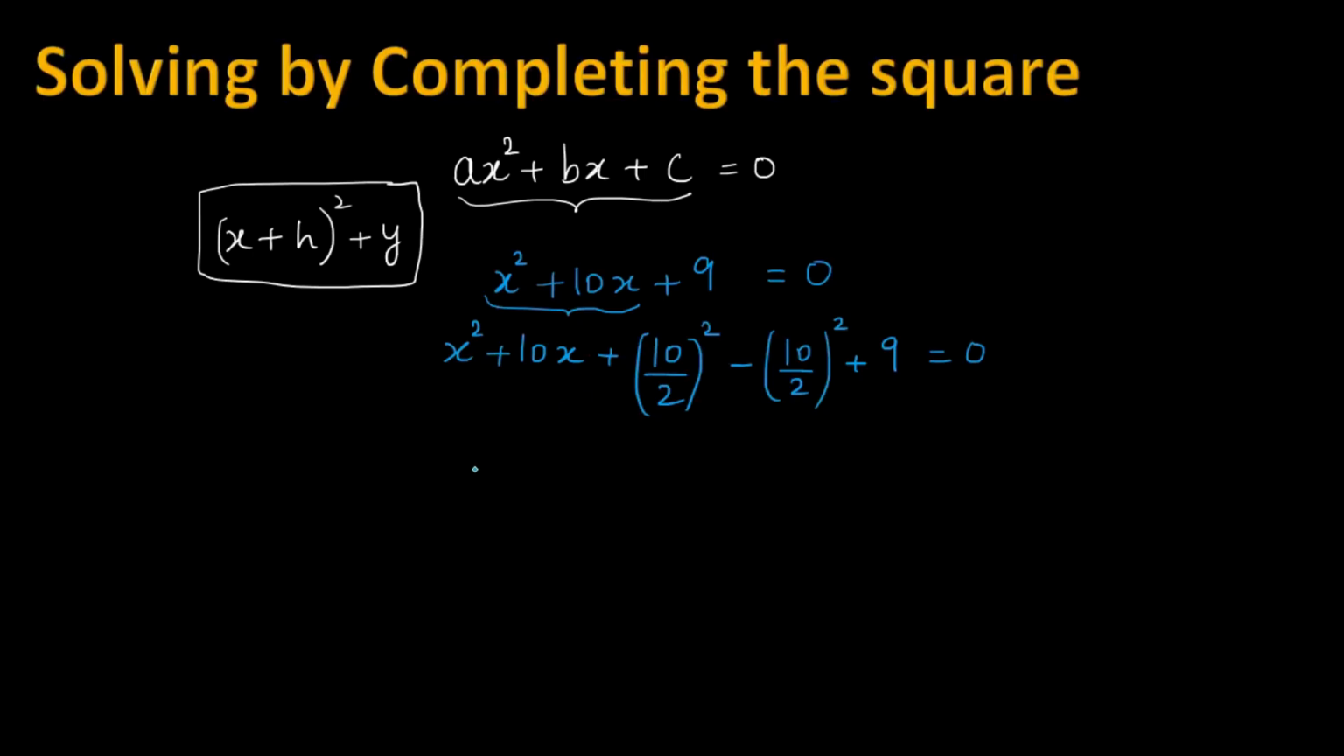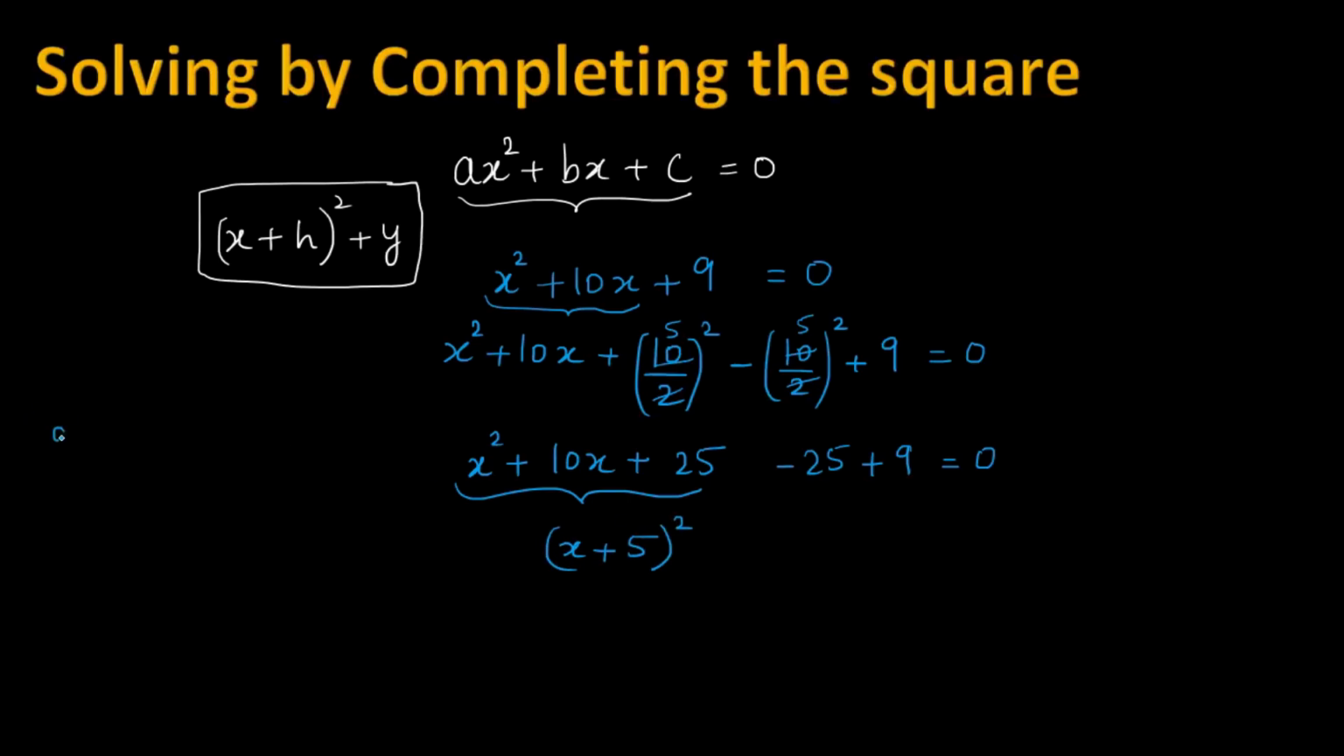Now, this can be written as x squared plus 10x plus 5 squared, minus 5 squared plus 9 equals 0. So 5 squared is 25, minus 25 plus 9 equals 0. Now this is a complete square equation. This can be written as (x plus 5) the whole squared.